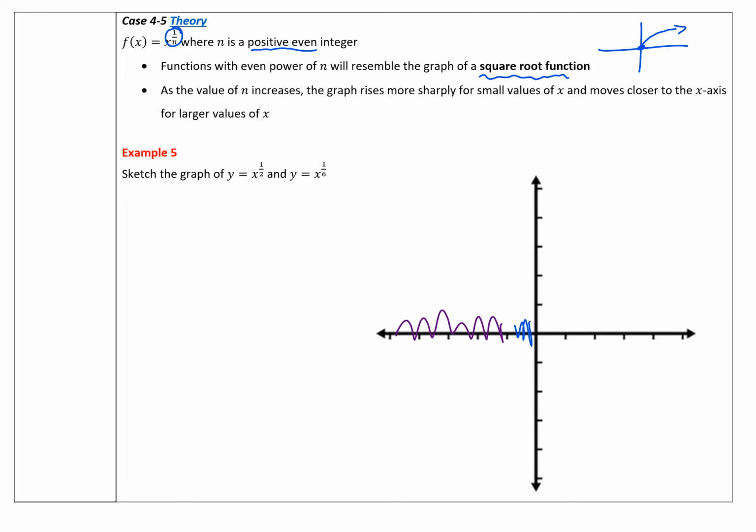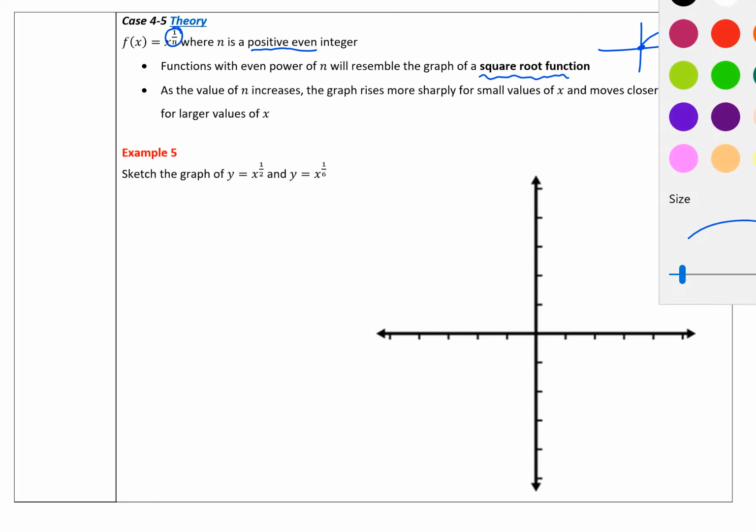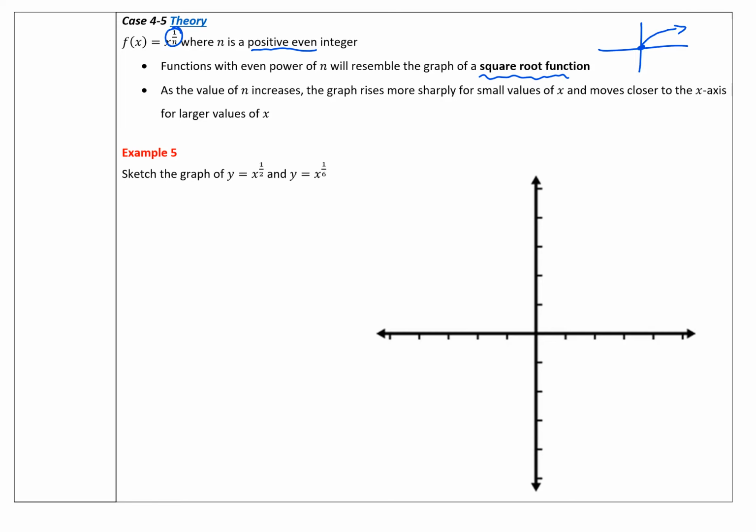And we also don't have to worry about 0 to -1. We can't do the square root or the even root of a negative number. So we know we have a point of intersection at 0 because the square root of 0 is 0 and the 6th root of 0 is 0. So that makes sense. We know that we have a point of intersection at 1 because the square root of 1 is 1 and the 6th root of 1 is 1.